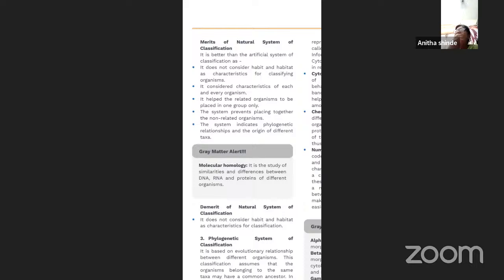In the artificial system, they only classified superficially. But here, they did not consider habitat, but considered the characteristics of each and every organism. So in one way, it helped the related organisms to be placed in one group only. Non-related organisms were totally excluded. This system prevented placing together non-related organisms, and also indicated the phylogenetic relationship about the origin of different taxa. That is why the system was, to some extent, accepted when compared to the artificial system of classification.